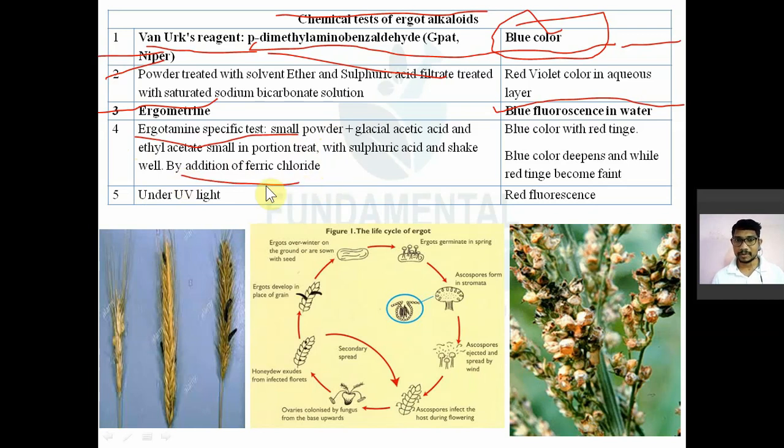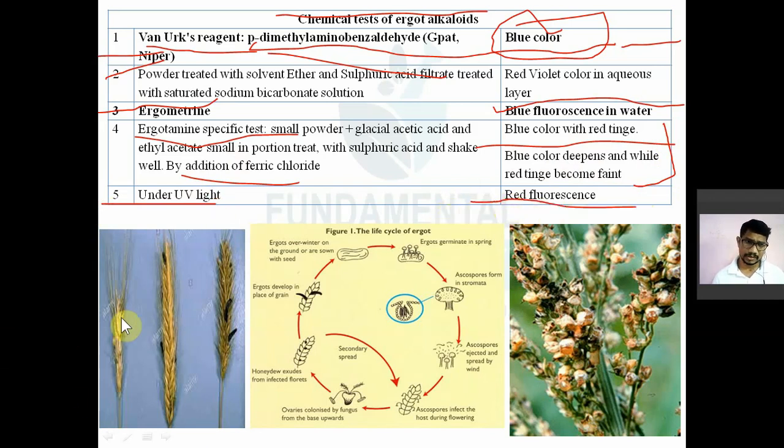Once you add ferric chloride, there will be development of color. That is nothing but blue color with red tinge. Then the blue color deepens while the red tinge becomes faint. तो ये open storage, जैसे आप वेट करोगे उसका ये जो ब्लू कलर है वो डार्क हो जाएगा और जो रेड टिंज है वो फेंट हो जाएगा. That is an ergotamine specific test. Under UV light you will get a red fluorescence over there.